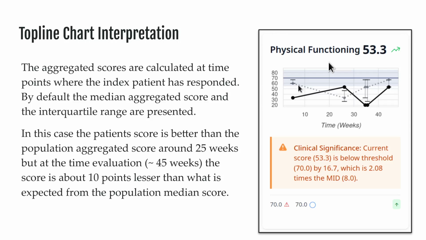The aggregated scores are being depicted on the dotted lines, and these represent the median and interquartile range. So what you can see over here is that around the 25th week mark, this patient actually had a better physical functioning than most of the other patients in the database. But by the 45th week, which is at the week of last assessment when the score is reported as 53.3, you expect that this population score would be much higher, typically around 65.